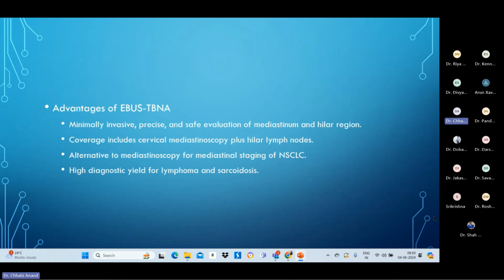Advantages are minimally invasive, precise and safe evaluation of the mediastinum and hilar region. Coverage includes cervical mediastinoscopy plus hilar lymph nodes.